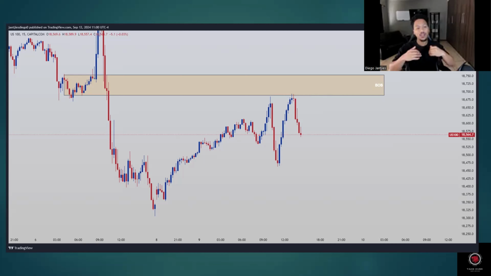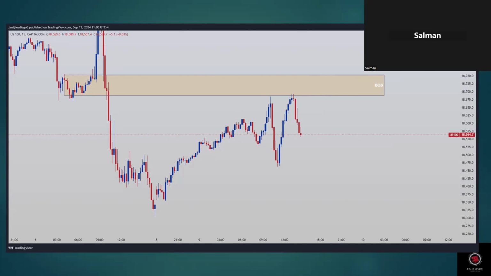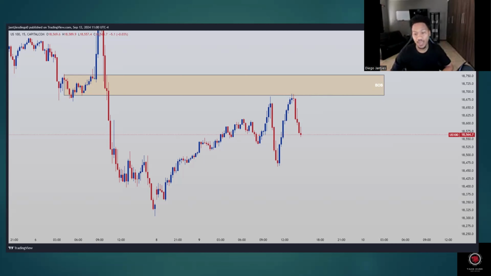So one thing you do want to see price do is take out a major area of liquidity first, tap into your point of interest, have some sort of a change in market structure on your lower time frame, basically taking out a minor area of liquidity, and then only you find yourself participating in with price, right?